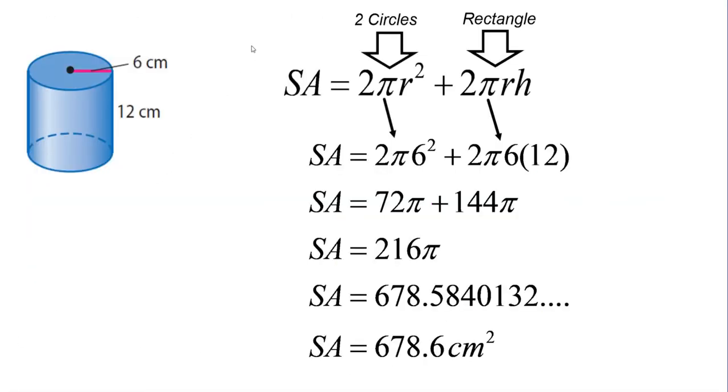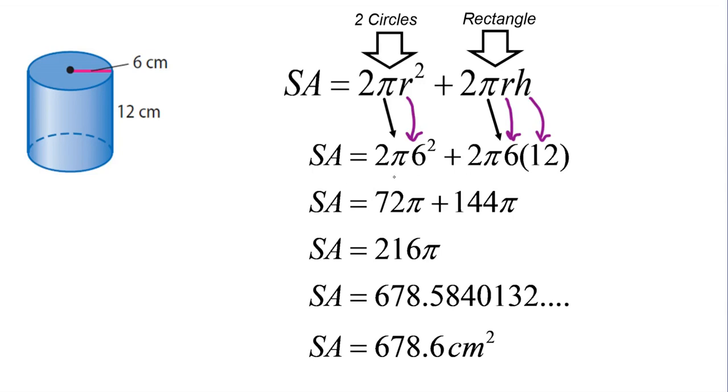So let's look at an example here of a cylinder where our radius is 6 centimeters and the height is 12 centimeters. Those are the only two measurements we need to know on a cylinder to find its surface area. So again, we're going to use our surface area formula, 2 pi r squared plus 2 pi r h, and the two circles is 2 pi r squared. So the radius is 6, so that's why I put a 6 squared in there. And then again, the radius is 6 and the height is 12. So I just plug those into the formula here.